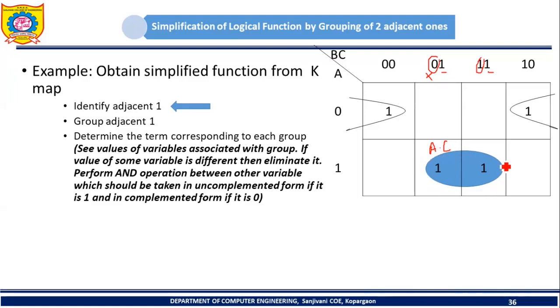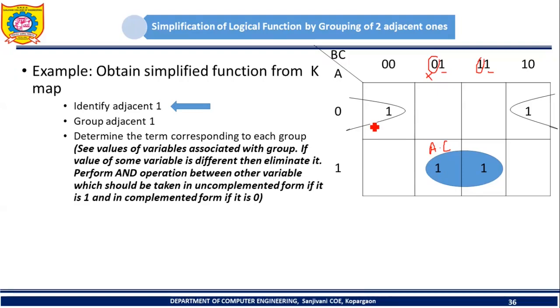So what will be the term that corresponds to this particular group? It is A dot C. Here dot means AND operation, A and C, right? So are you getting how we have written this particular term? Now let's try to write the term for this group. Okay, so this is also a group, right? So for this group, again, how can we write the term?